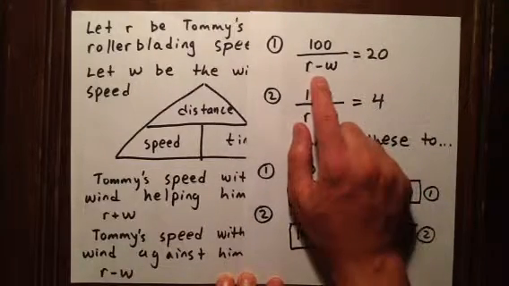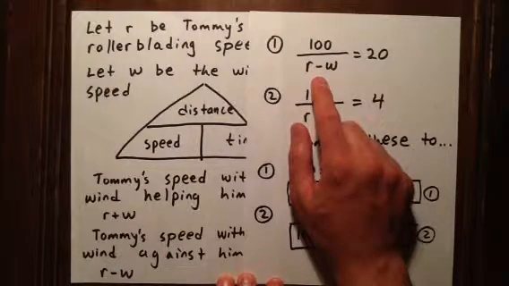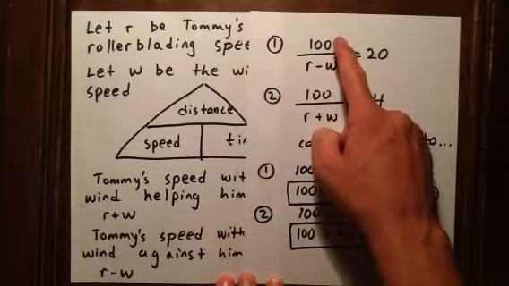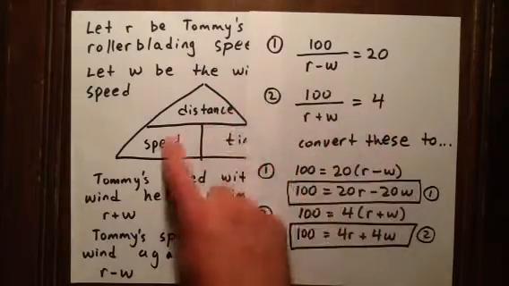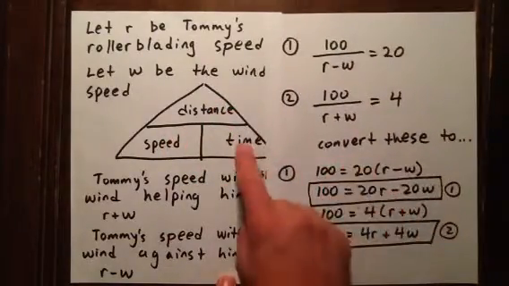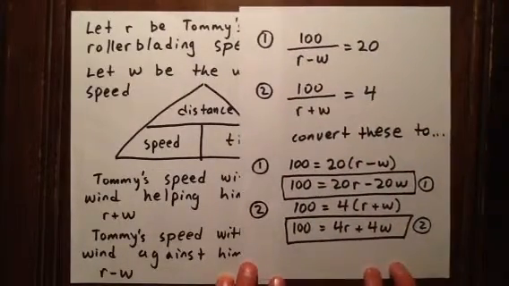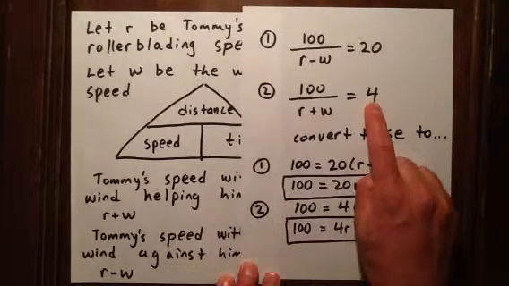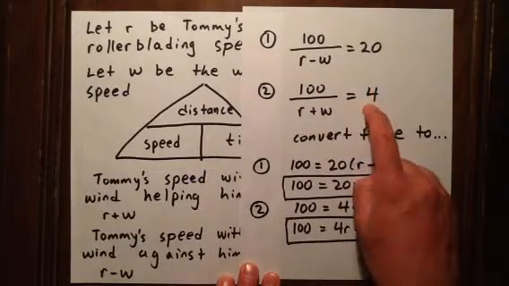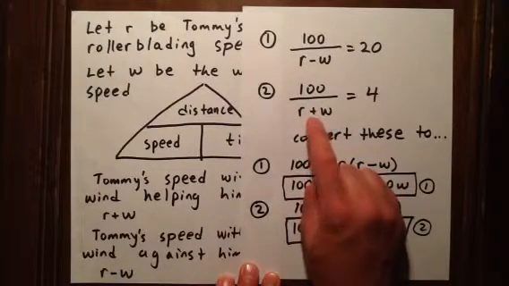So, when Tommy has the wind blowing at him and it's slowing him down, he goes a total of 100 meters at a speed of R minus W, and it takes him a grand total of 20 seconds. But when Tommy has the wind helping him, he goes a lot quicker. It only takes him 4 seconds instead of 20. And that's because he goes 100 meters and he's going at a much faster pace at R plus W.